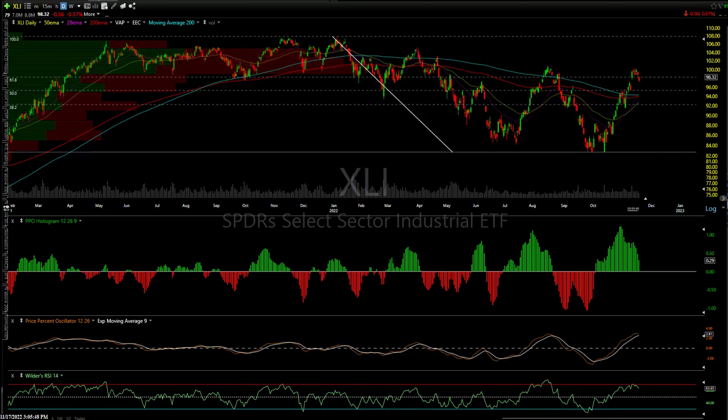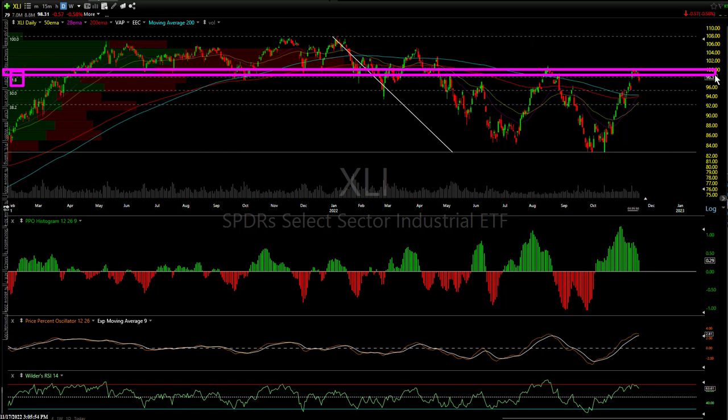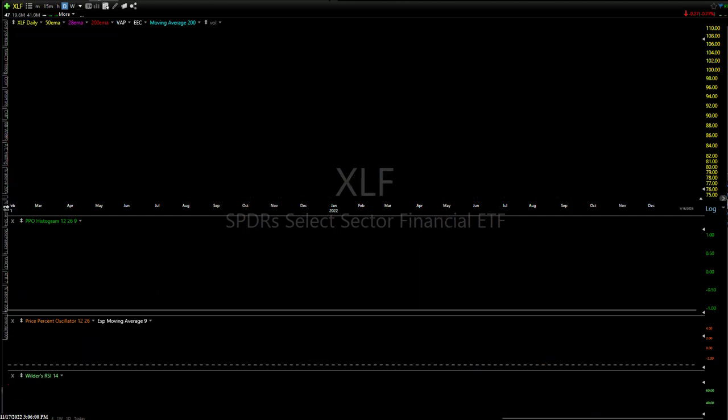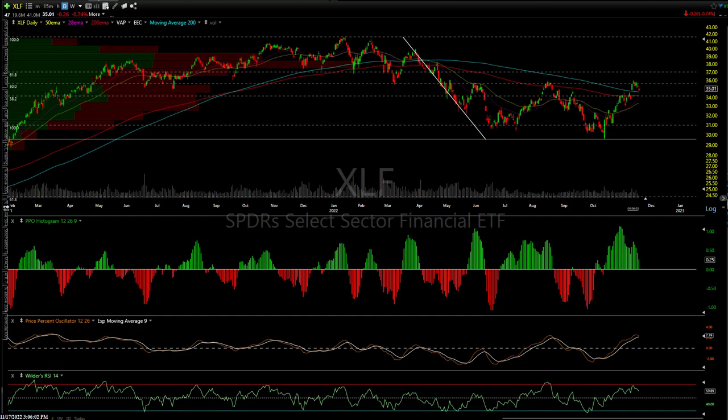I might not have mentioned it, but a lot of these guys are also running into a key fib. This is a 61.8% Fibonacci retracement line right there of the entire move down so far in the bear market. I might have forgotten to show you that on financials. I think I did. Financials just got rejected off the 50% Fibonacci retracement level as well. So we already covered industrials.